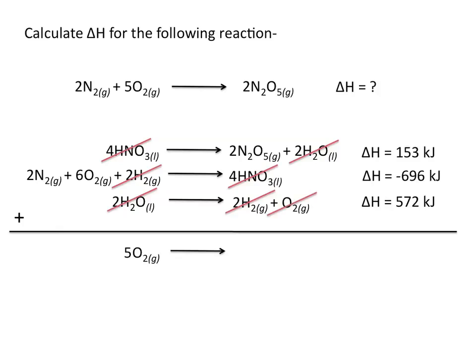Our 1 mole of O2 gas on the product side can cancel with 1 mole of O2 gas on the reactant side, leaving us with 5 moles of O2 on the reactant side. And when we write down what we're left with, we then have an additional 2 moles of N2 on the reactant side and 2 moles of N2O5 on the product side. And when you check, our new equation now matches the equation of interest. And so because we added up these 3 new equations, we also need to add up their delta H values. And so the delta H value for this reaction, 2N2 plus 5O2 goes to 2N2O5, is 29 kilojoules per mole.